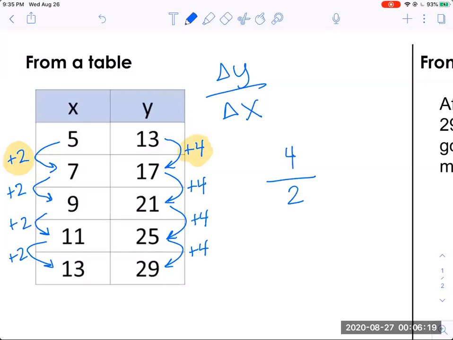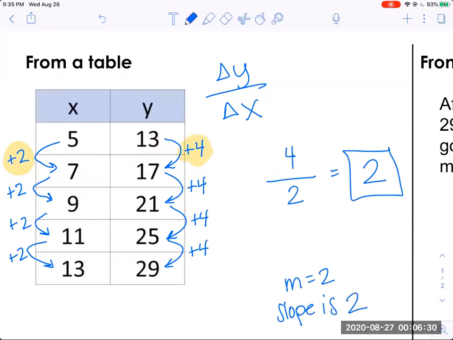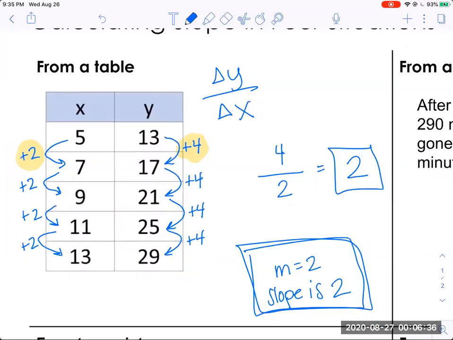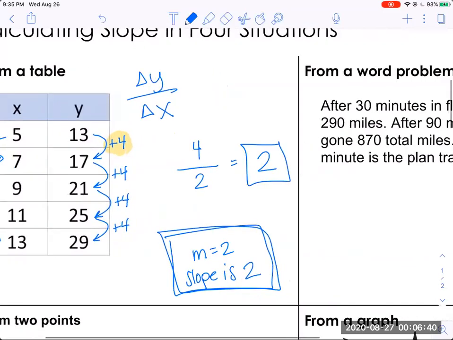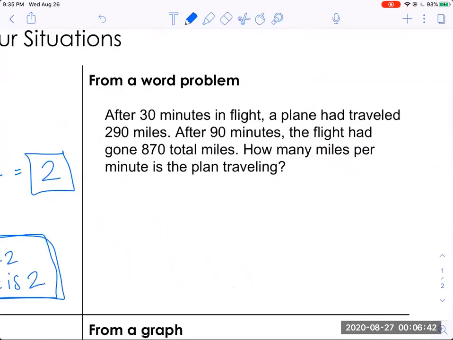I want to simplify this if I can. So 4 divided by 2 equals 2. And so in this problem, I would say m equals 2, or the slope is 2. So the slope from this table is 2. That's the first way, if we have a table. The second situation is from a word problem.